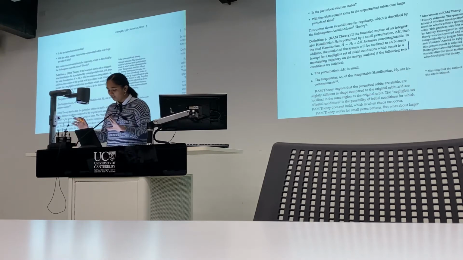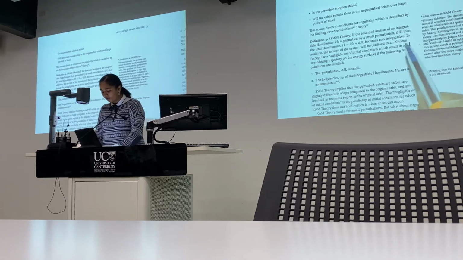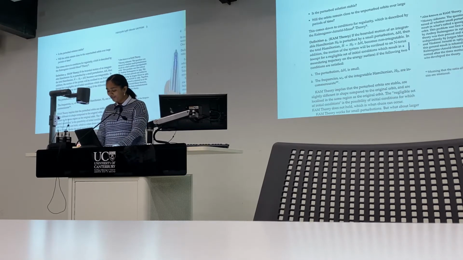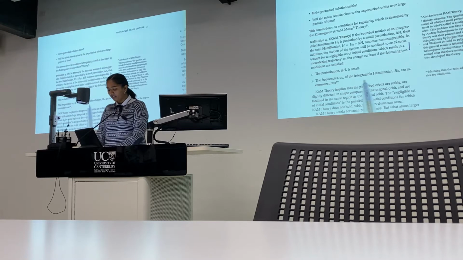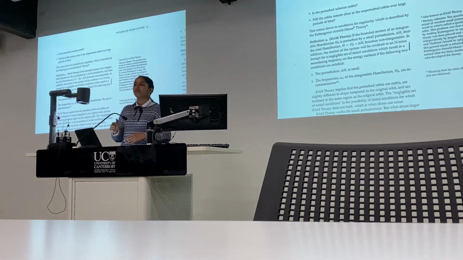So the motion of the system gets confined to an n-torus, which we'll think of as a ring or a donut, if the following two conditions are satisfied: that the perturbation term, delta H, is small, and that the frequencies of the integrable Hamiltonian, H0, are incommensurate. Incommensurate means that if you take a ratio of the frequencies, it comes out to be an irrational number. If it comes out to be a rational number, then it's commensurate.